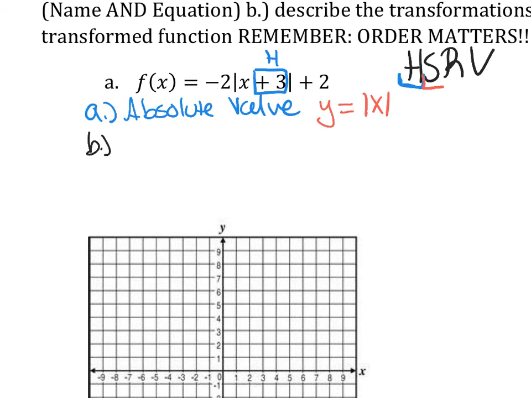Okay, what about an s? Do we have any s's? Yes, we have a 2 on the outside. Again, it's just the 2, not the negative. That negative is a reflection, which is our next one. And then our last one is the vertical translation, which is our +2 on the outside.